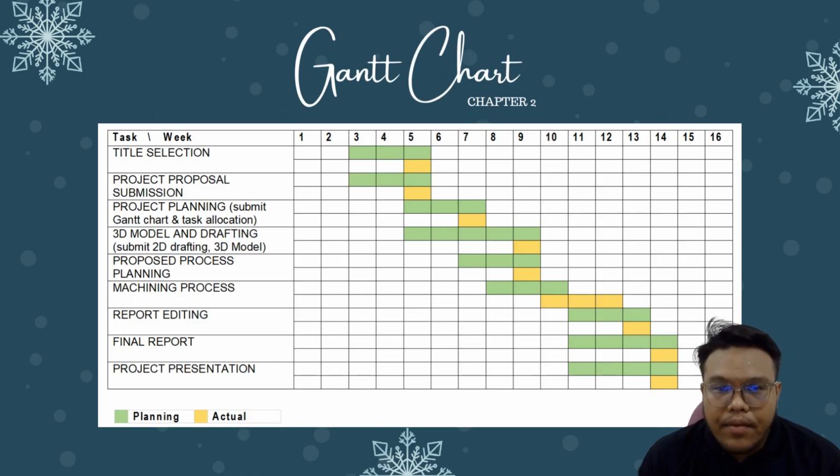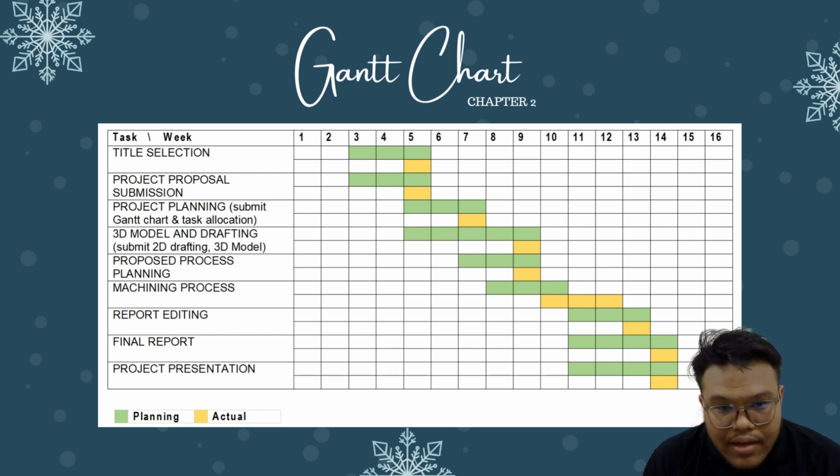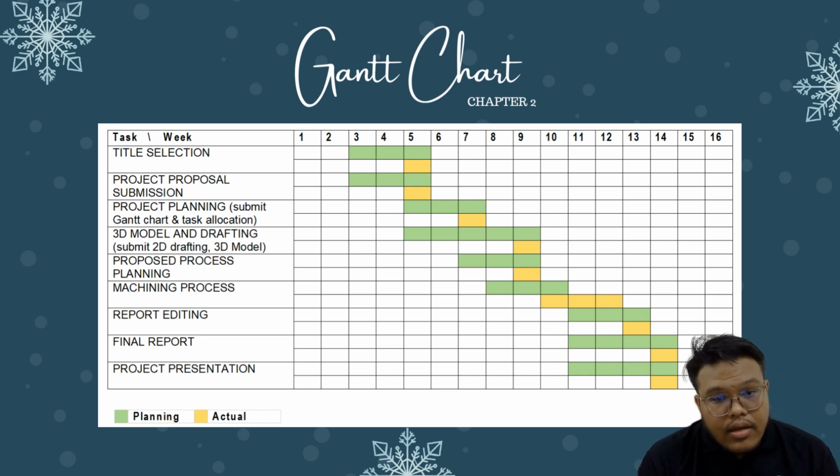Okay, for the Gantt chart, as you can see here, we have two labels, which are the green label and the yellow label. Green label is what we are planning to do, and the yellow is what we actually do. First, this is our plan to complete the project for the subject Advanced Machining. We start to choose the title of the product at week 3 until week 5, and we actually decided the title at week 5. Then we present our project report at week 10 until week 14, and we actually did it at week 14.